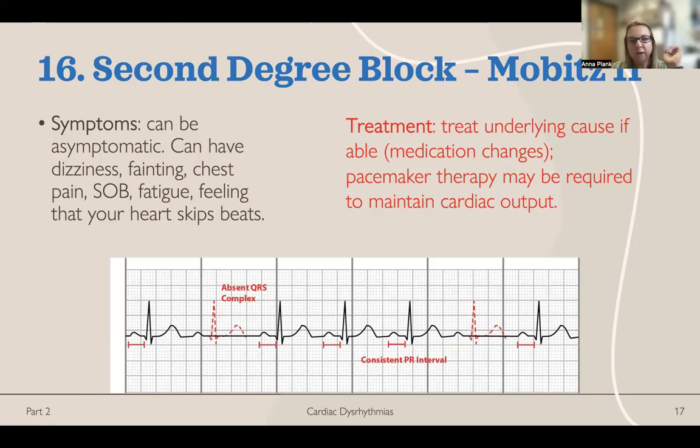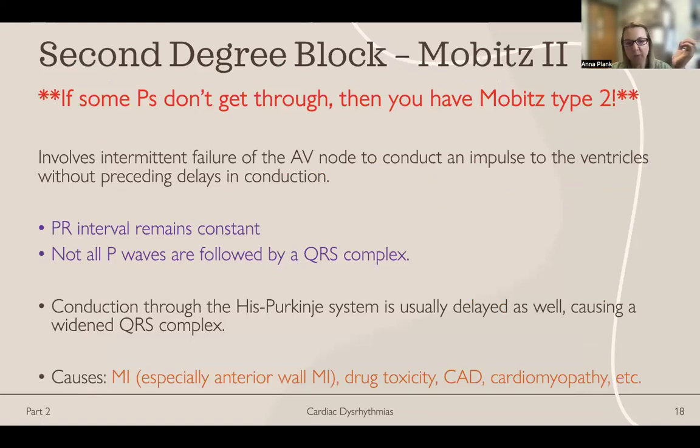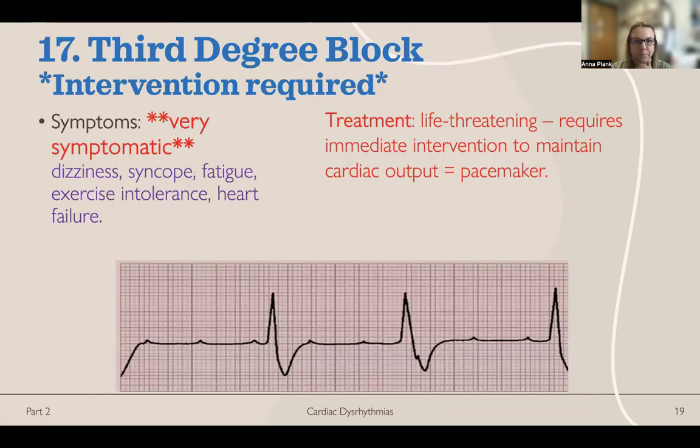We treat the underlying cause if there is any. We can treat it like a bradycardia. Sometimes we see this in MIs, but if the P's don't get through, then you have a Mobitz II. That's how to kind of remember that one. So not all the P waves have a QRS complex behind them.